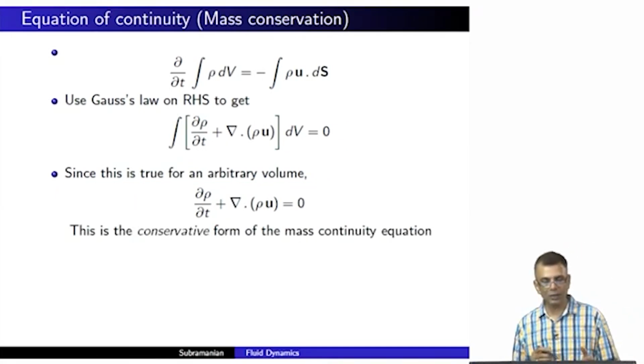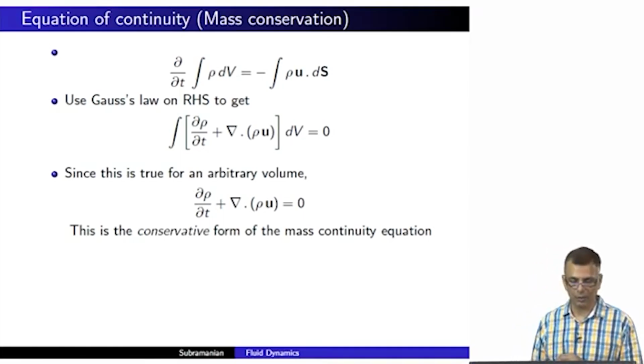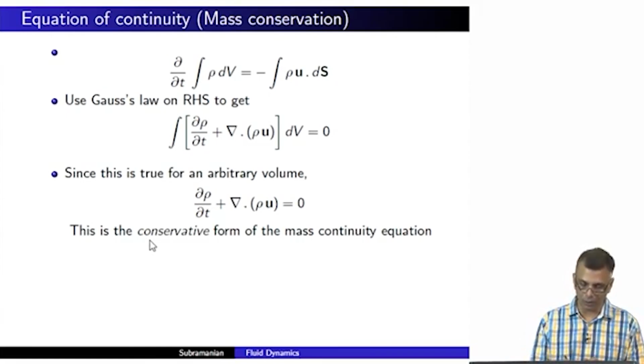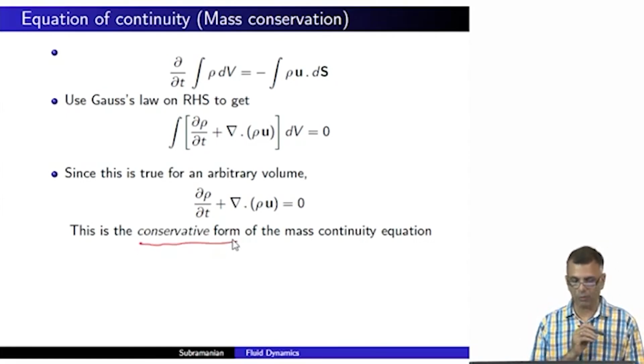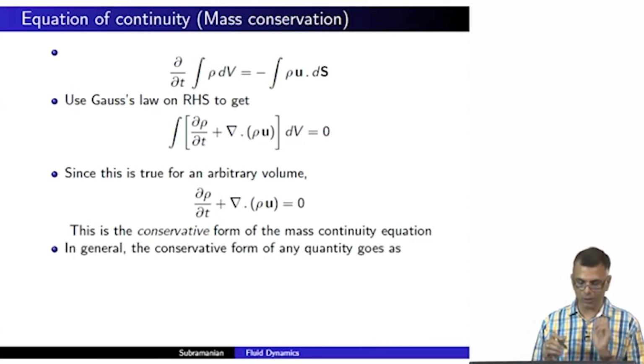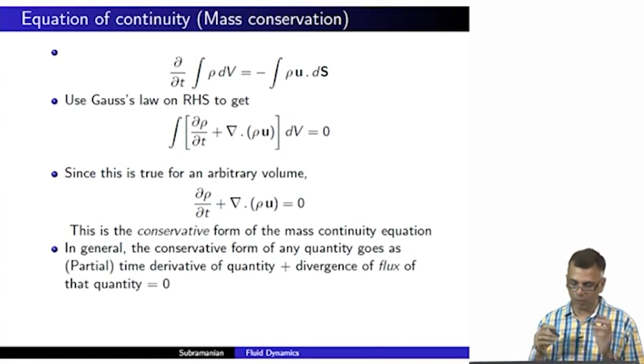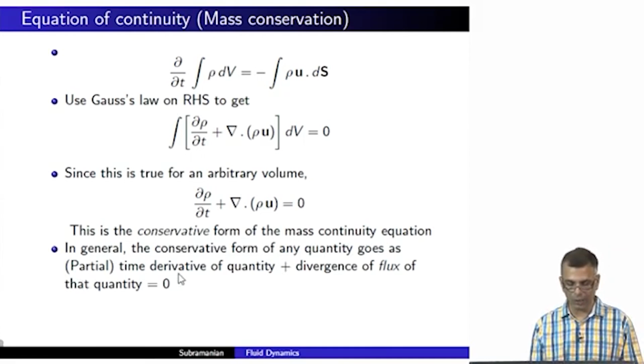And this is what's called the conservative form of the continuity equation. What do you mean by that? Remember this term, conservative form. In general, the conservative form of any quantity goes as the partial time derivative of the quantity, in this case mass density, plus the divergence of the flux of that quantity is equal to 0. So the divergence of the mass flux.